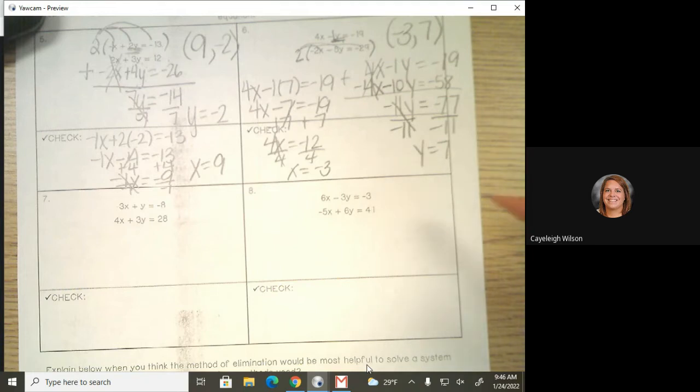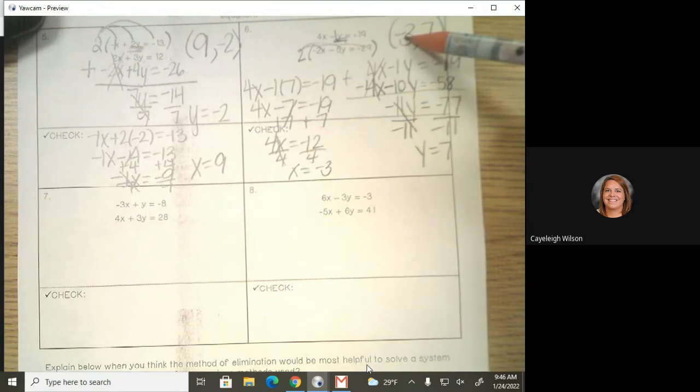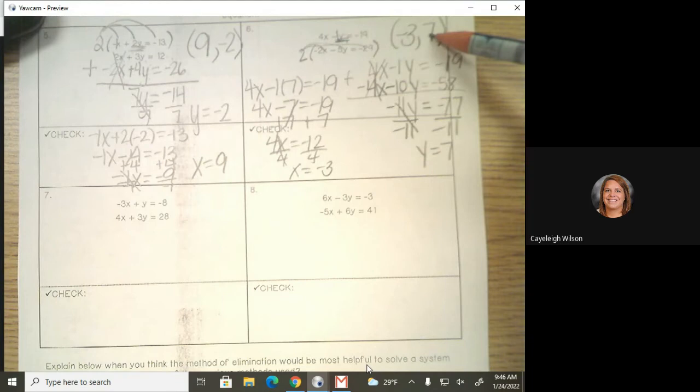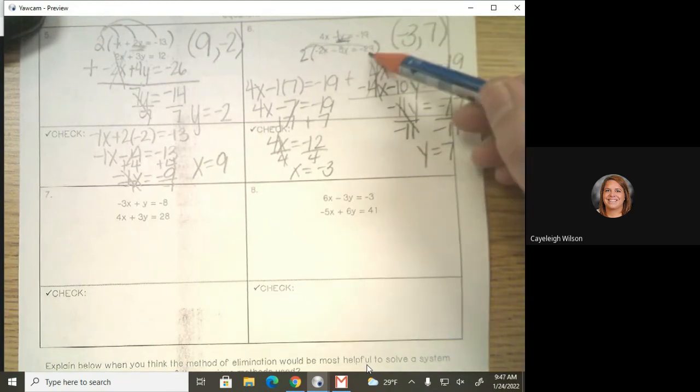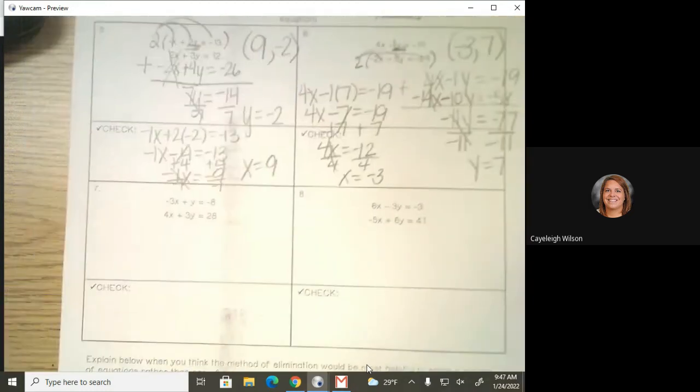Did you check it? You did. All right, I'm going to check mine. So negative 2 times negative 3 is positive 6. Negative 5 times 7 is negative 35. And what's 6 minus 35? Bingo, I'm a winner. All right, let's look at 7.